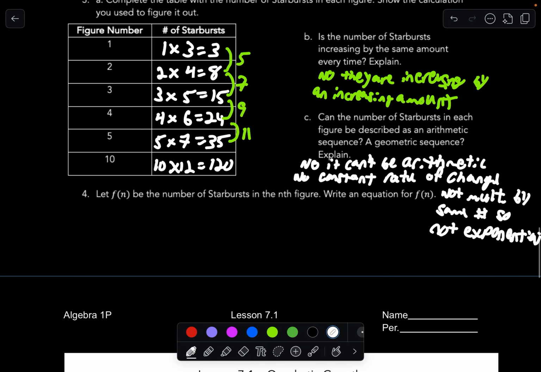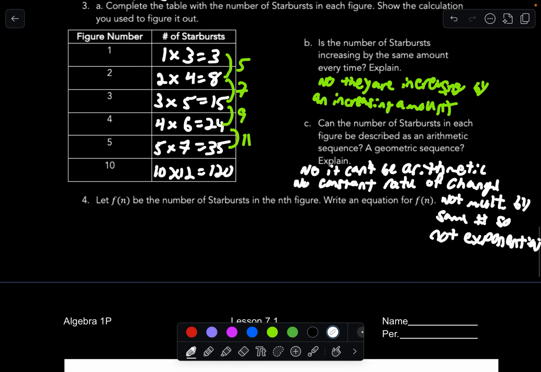So let f of n be the number of starbursts in the nth figure. Can you write an equation for f of n? If you look at this, 1 times 3, so if the figure number is n, isn't 1 times 3 just n times n plus 2? So at 10, it would be 10 times 12. Yeah, so that seems to work.